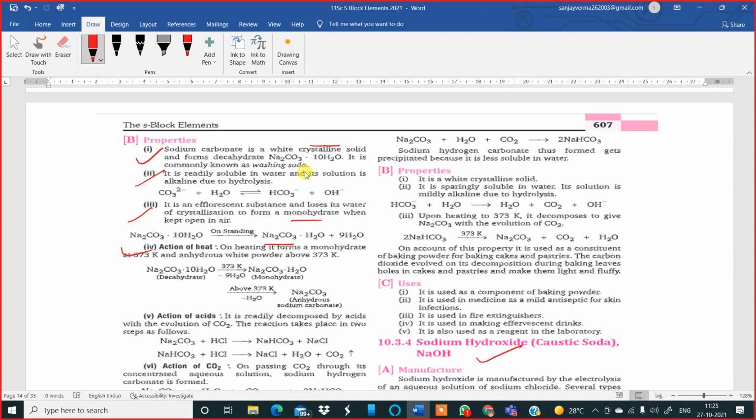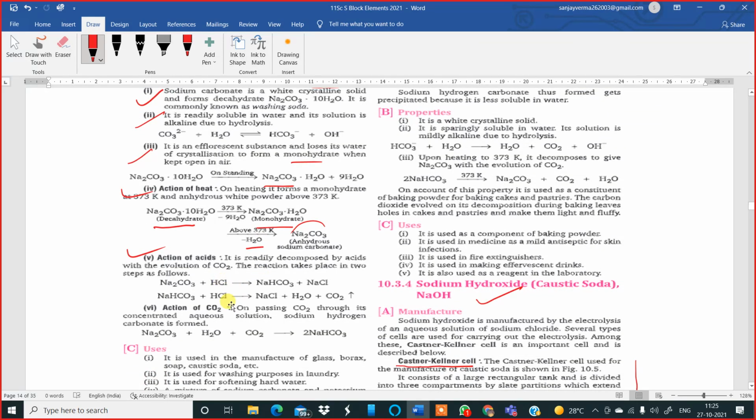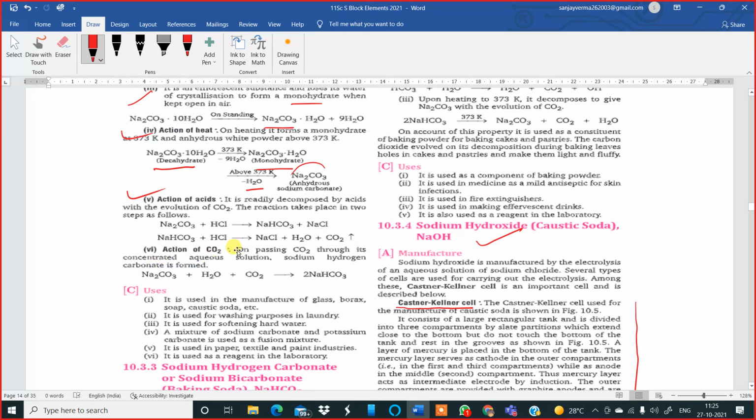Action of heat. If you heat sodium carbonate decahydrate to 373 Kelvin, that is 100 degrees Celsius, it forms a monohydrate. Further heating makes it anhydrous. Action of acids. If you react sodium carbonate with acids like hydrochloric acid, carbon dioxide gas is formed. Action of carbon dioxide. If you react it with carbon dioxide and water, the sodium carbonate becomes a bicarbonate.